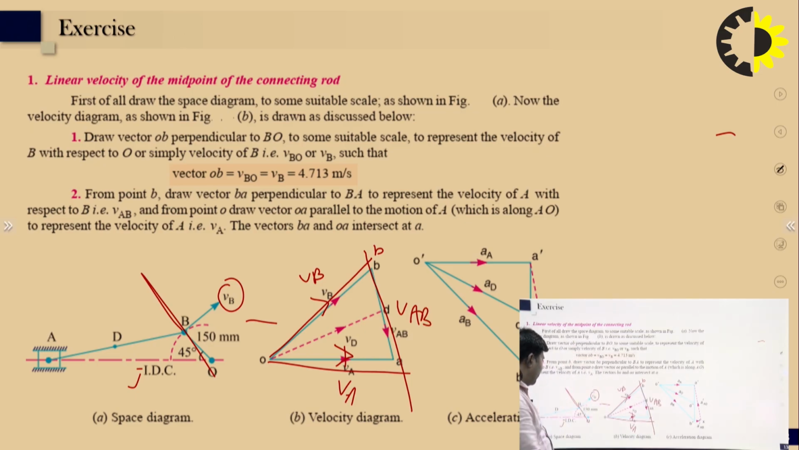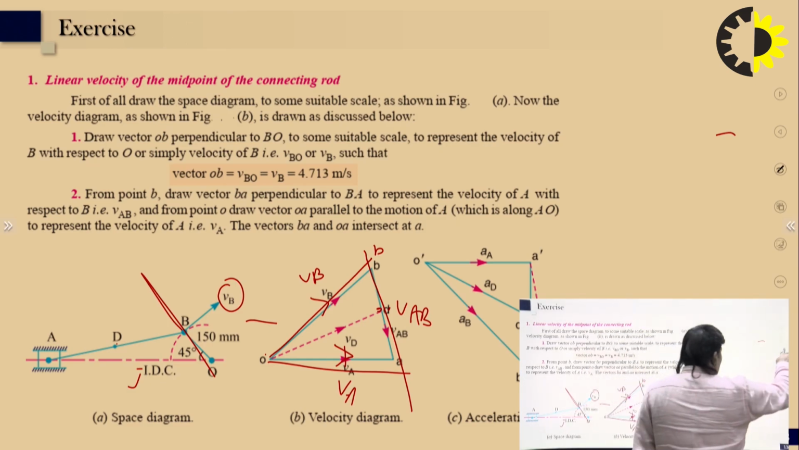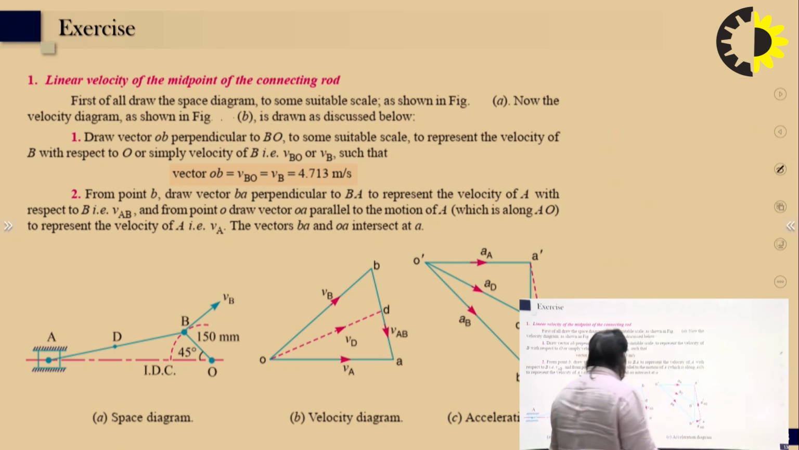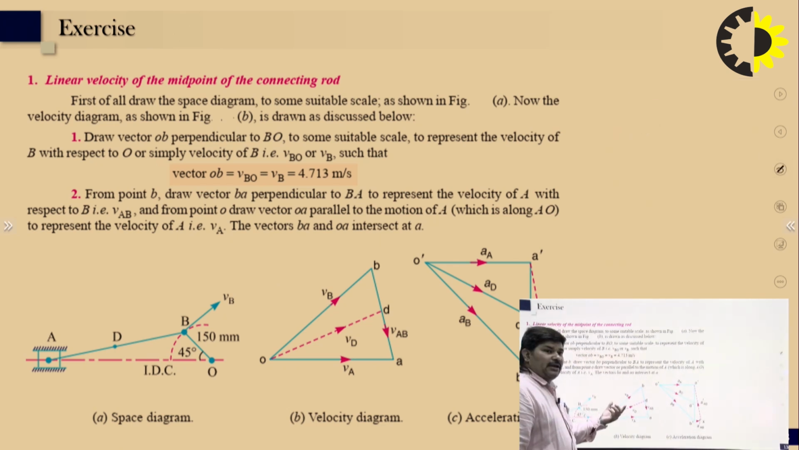At the midpoint we can see the D point is there. So connect O to D. So we can see here how from drawing this we find that in the first case only the omega of link BO was given, but we can measure here the velocity of B with respect to A, velocity of A with respect to B, and velocity of A.